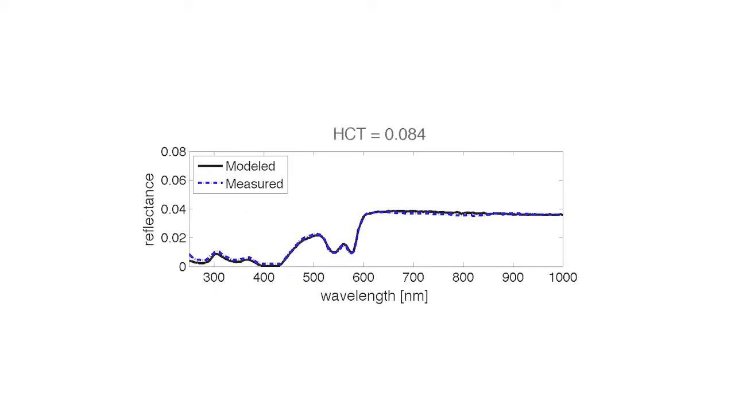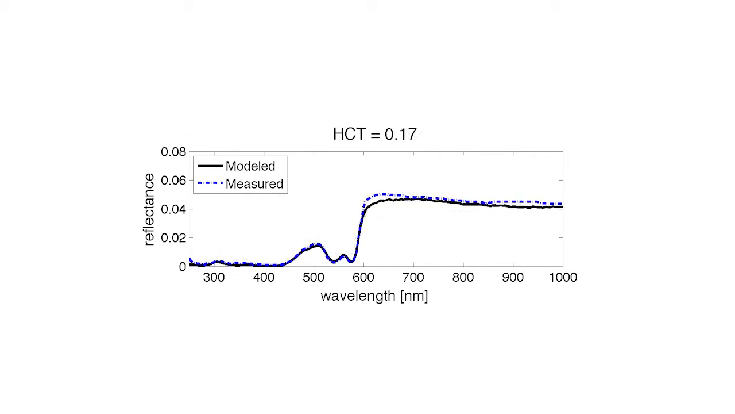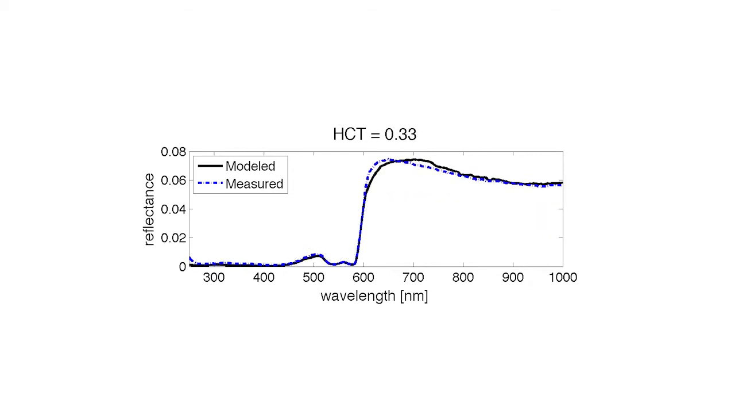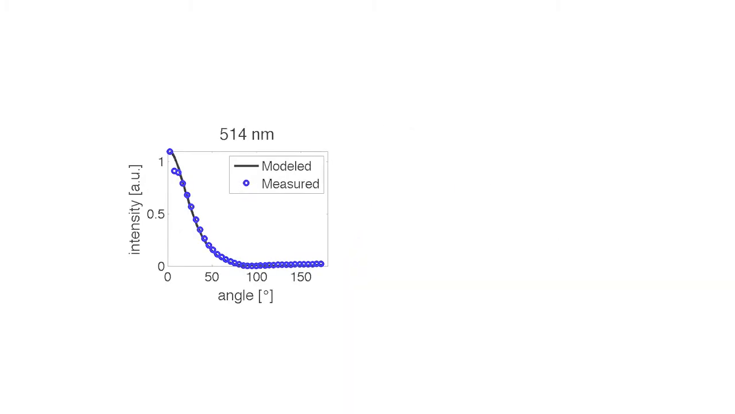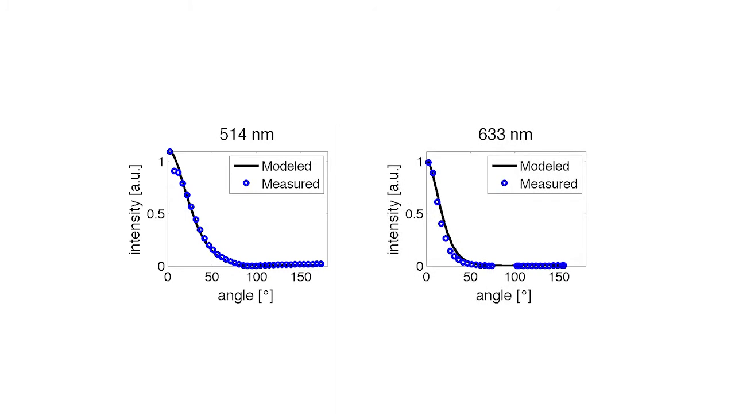The model predictions were quantitatively evaluated through comparisons with actual measured data. The shapes of the modeled curves closely agree with the shapes of their measured counterparts. They also showed that as the HCT increases, the reflectance decreases below 600 nanometers and increases above 600 nanometers. The scattering profiles also show a quantitative agreement and demonstrate the strong forward scattering behavior of whole blood.